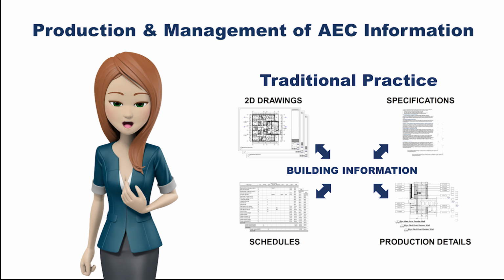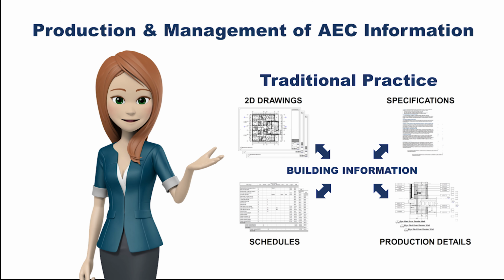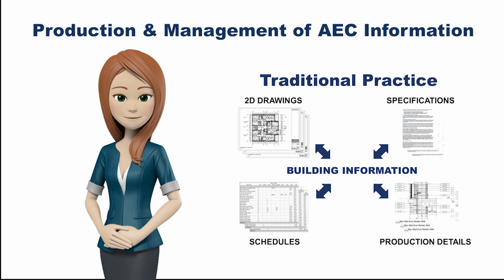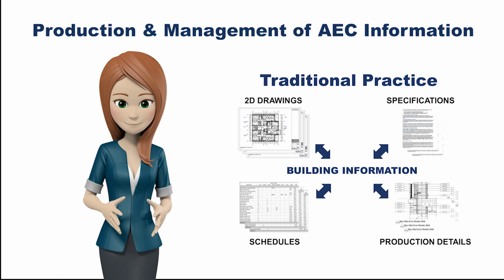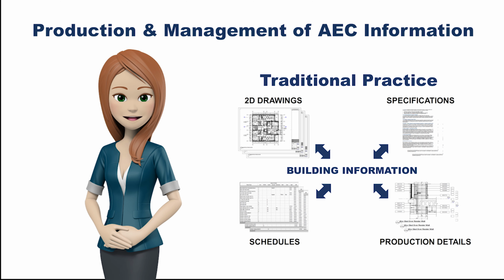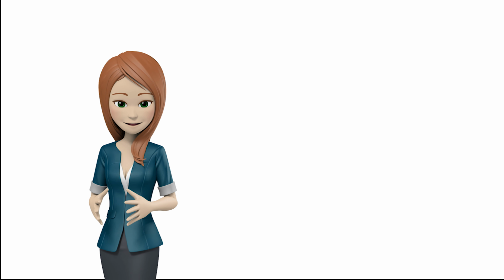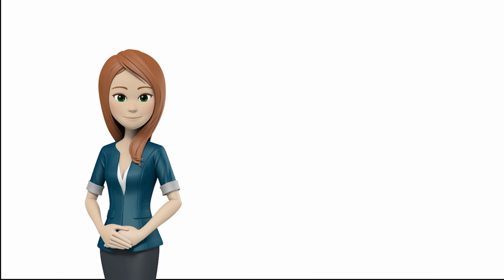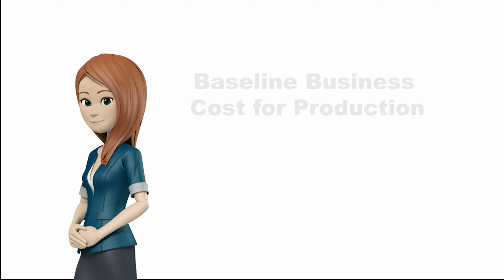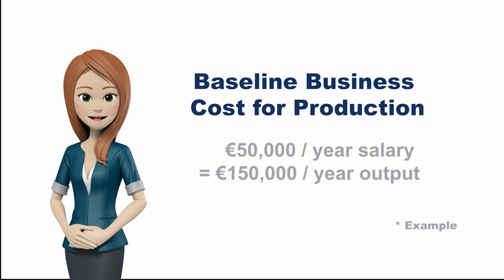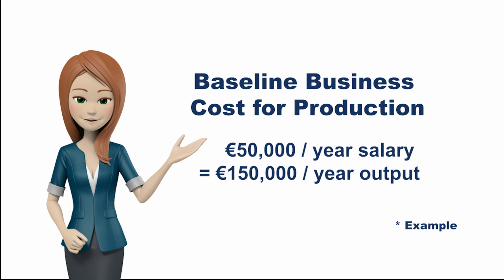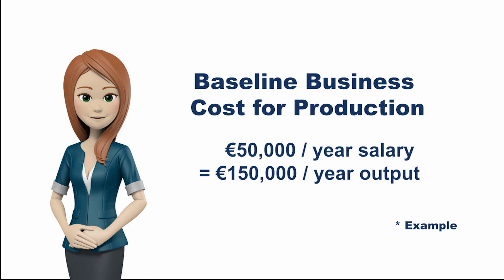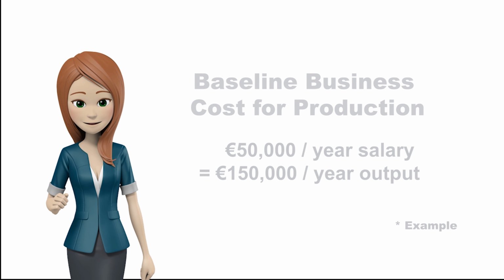Current practice is to use several ways to describe and communicate information about buildings or infrastructure, including 2D CAD drawings such as plans, elevations, sections, details, etc., 3D models, Excel schedules, and Word specifications. For the purpose of the discussion, let's establish a baseline cost of business for production resources. For example, the average salary of an employee is €50,000 per year, and the average output or production of the business is €150,000 per year per production resource using current practices.